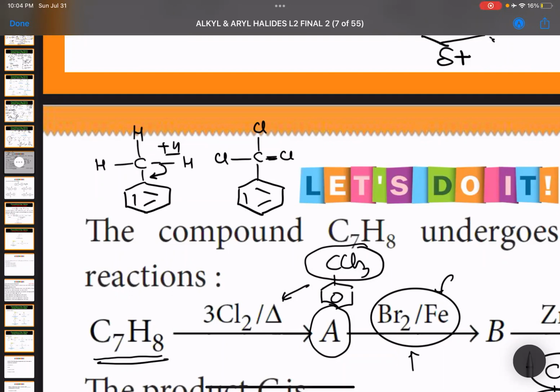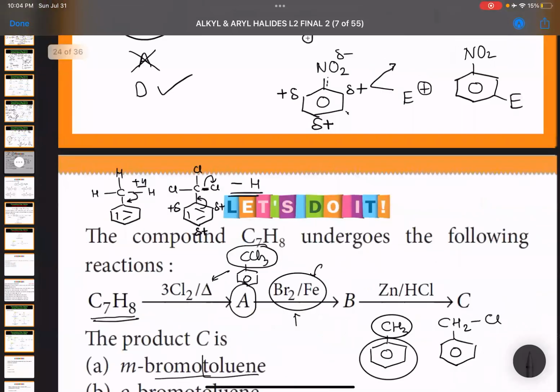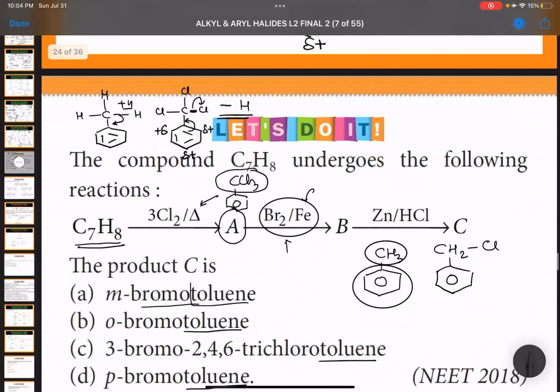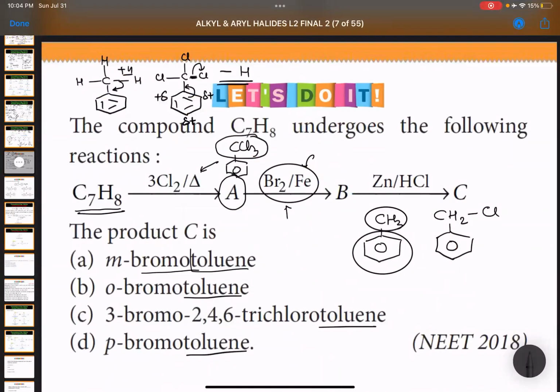Okay, so the reverse happens in this way. This is also the electron density of the ring getting mixed up with the sigma bond. So it is hyperconjugation, but it is negative hyperconjugation effect, which will create a positive charge at ortho and para position. Clear? So this is meta directing.